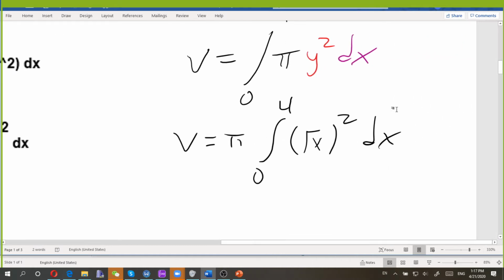Okay, so now I've got an integral, and we're all in terms of x. So because it's all one variable, we can integrate. I'm going to jump over to start calling on people now. So let's see, I just heard from Abby, so let me jump over to Andrew. Can you help me with this integral?